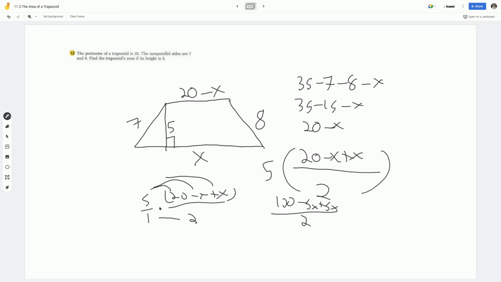Okay, now we can simplify this further. Minus 5x plus 5x, no matter what x is, this is going to simplify into 0. So we can just take it out of the equation. Now this we can solve. 100 over 2 is 50, which means the area is 50 units squared. And that is the answer.